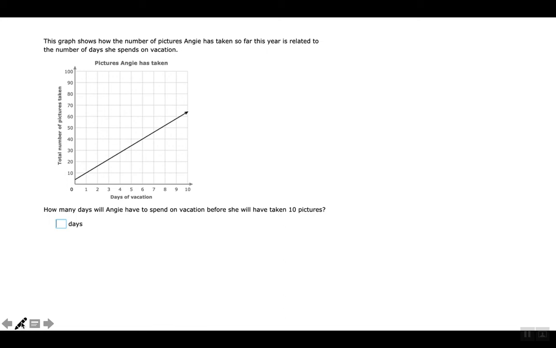How many days will Angie have to spend on vacation before she will have taken 10 pictures? As you can see, I'm just going straight down here. You don't really need to read the top, okay?